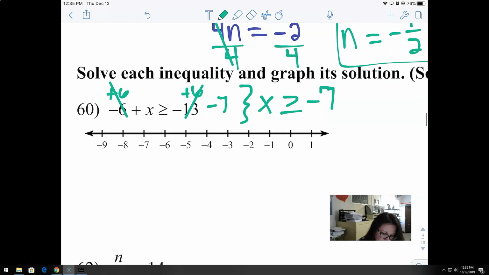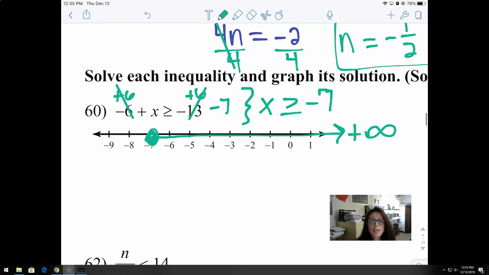So at negative 7, I can go plot a point. It's going to be a closed circle, because x can equal negative 7, I show that by shading in the circle. And then x can be any number greater than negative 7, which is going to be towards positive infinity.